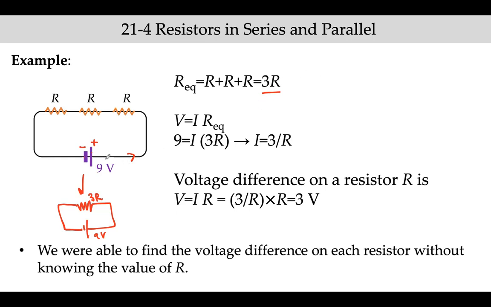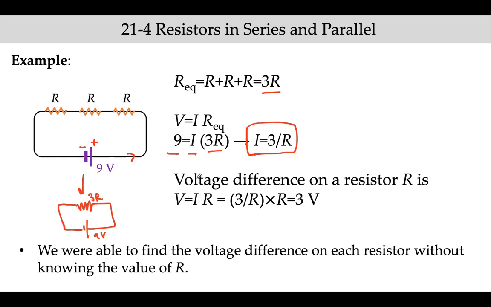So if you want to find the current in the circuit, now we can use this little circuit here. So we will use V equals I R equivalent. V is 9 volts here. I is something we will calculate now, and the equivalent resistance is 3R. Now from here, if you divide both sides by 3R, you will find the current is 3 divided by R. So this is the current.